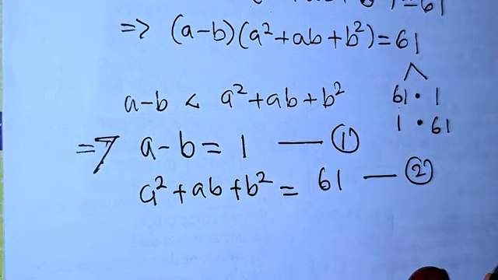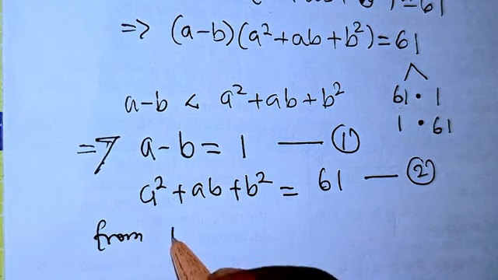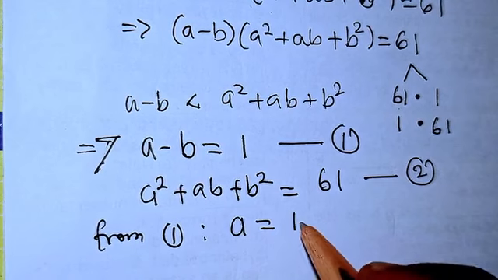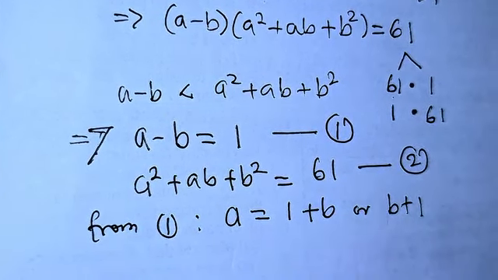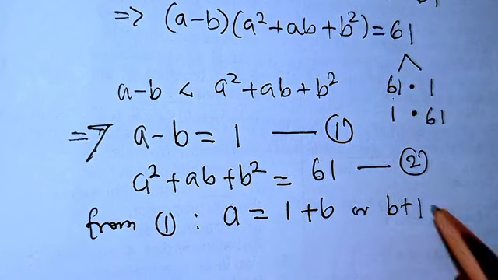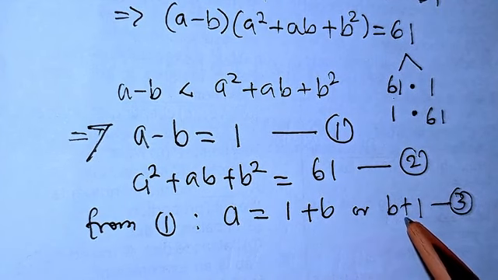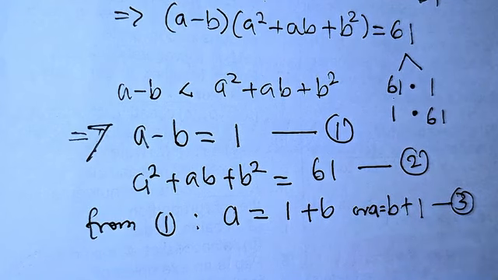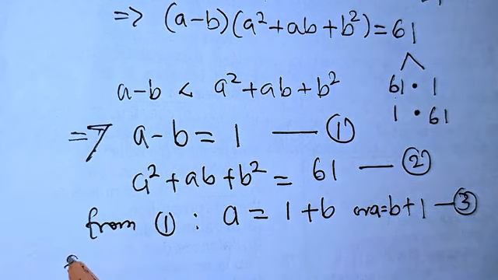So now, from equation 1, let's make a the subject of the formula. It's going to be a equals 1 plus b, or b plus 1. Let's call this equation 3, a equals b plus 1. Now we are going to substitute equation 3 into equation 2.